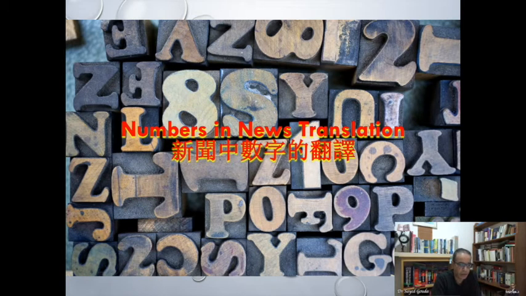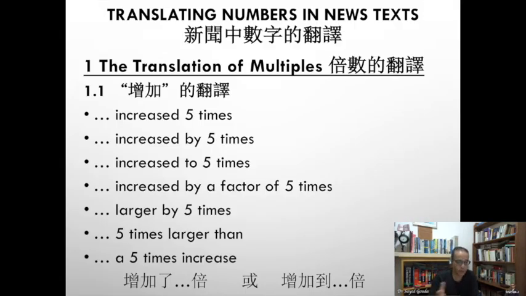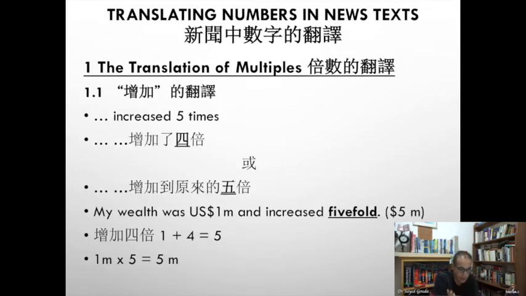In English, you may say, for example, something increased 5 times, or increased by 5 times, or increased to 5 times. In Chinese, we have to differentiate whether it's 增加了什么什么倍, 增加了5倍, or 增加到5倍. If we say something increased 5 times, in Chinese it would be 增加了4倍, not 5倍, because it's 1 plus 4, or 增加到原来的5倍. This is in Chinese, either this way or that way.